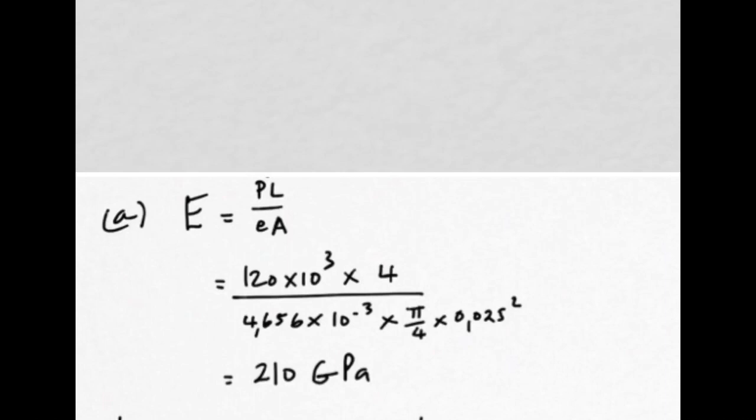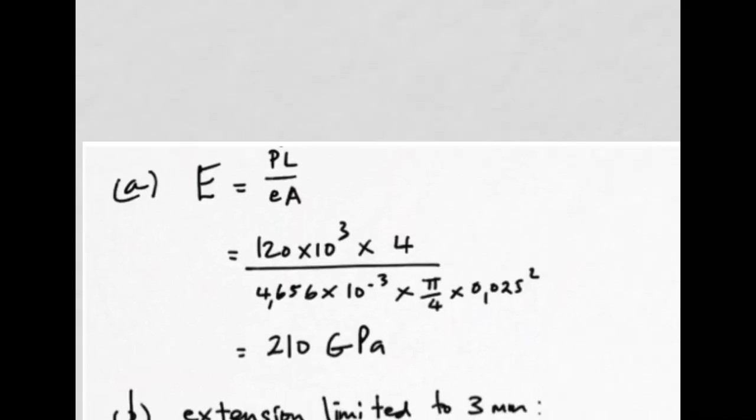At the bottom, 4,656 times 10 to the minus 3. That's a convenient way of expressing millimeters as meters, or converting millimeters to meters. There we go. And the area, the cross-sectional area of the 25 millimeter bar would be pi over 4 times d squared. Once again, expressing the dimension in meters. Plug that into your calculator and you'll get 210 times 10 to the 9, which is 210 gigapascals. Remember to use the E and G button on your calculator. So now we know that the E value for this particular material is 210 gigapascals.